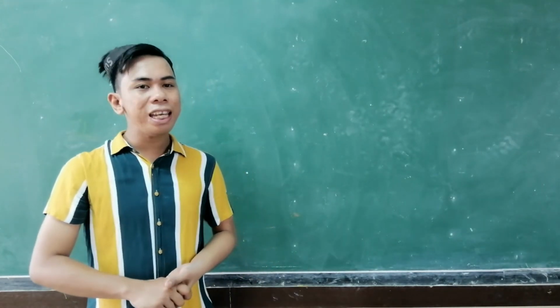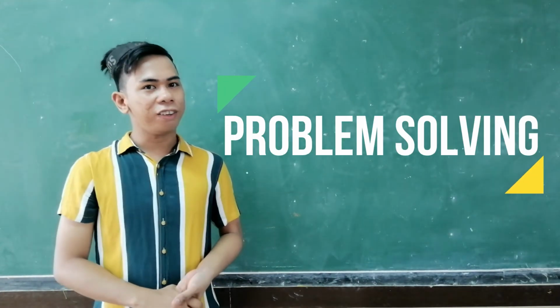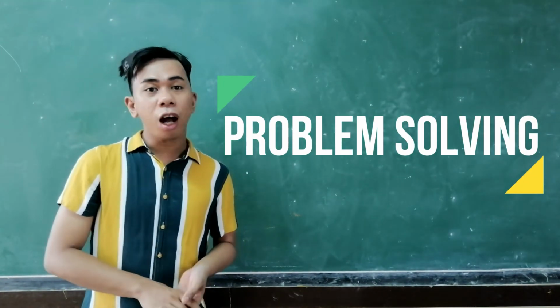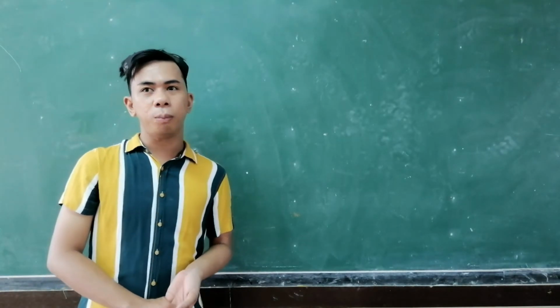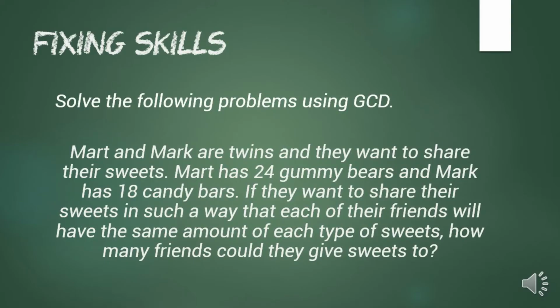So now, as I said earlier, we will be having a problem solving, right? I have here a problem, and this is to be done by doing the greatest common divisor. So what is the problem? Let's flash it on the board.